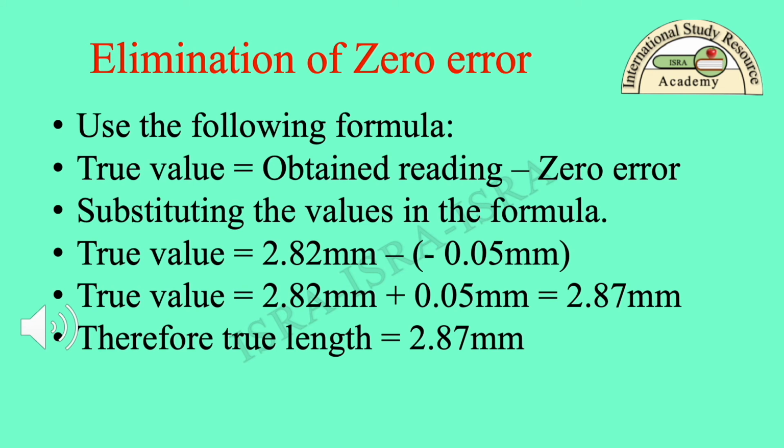Elimination of zero error. Use the following formula. True value is equal to obtained reading minus zero error. Substituting the values in the formula, true value is equal to 2.82 mm minus within bracket minus 0.05 mm. True value is equal to 2.82 mm plus 0.05 mm is equal to 2.87 mm. Therefore, true length is equal to 2.87 millimeter.